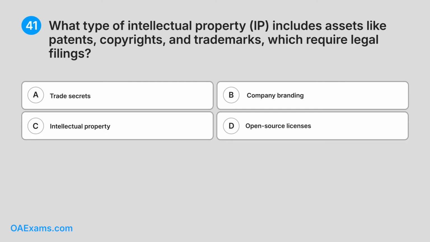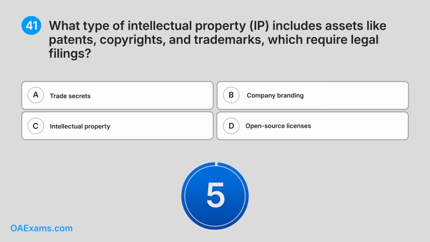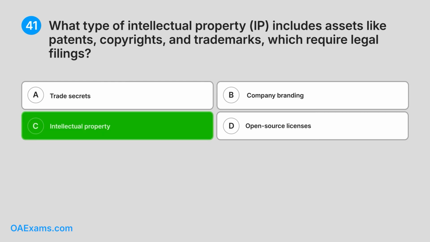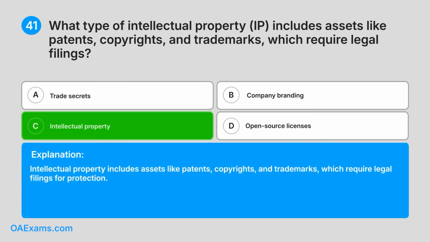41. What type of intellectual property includes assets like patents, copyrights, and trademarks, which require legal filings? A. Trade secrets. B. Company branding. C. Intellectual property. D. Open source licenses. Do you know the answer? Correct answer. C. Intellectual property. Explanation. Intellectual property includes assets like patents, copyrights, and trademarks, which require legal filings for protection.